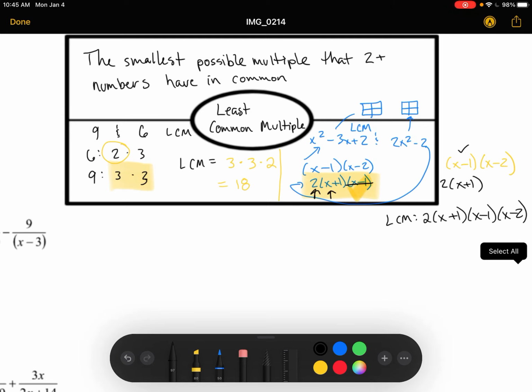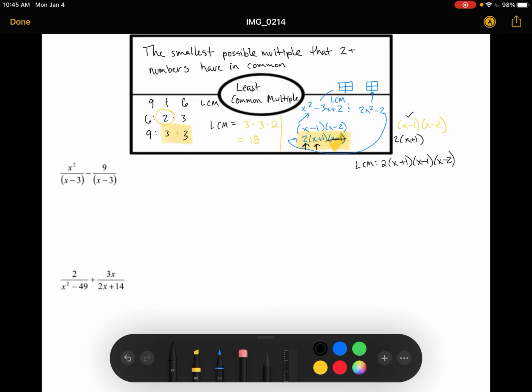So this is going to be the way that we're going to find our LCM, our common denominators, when we have denominators that are not the same. So we're going to be able to do a couple examples of that. So first, let's start off with an example where we actually don't need to do this.